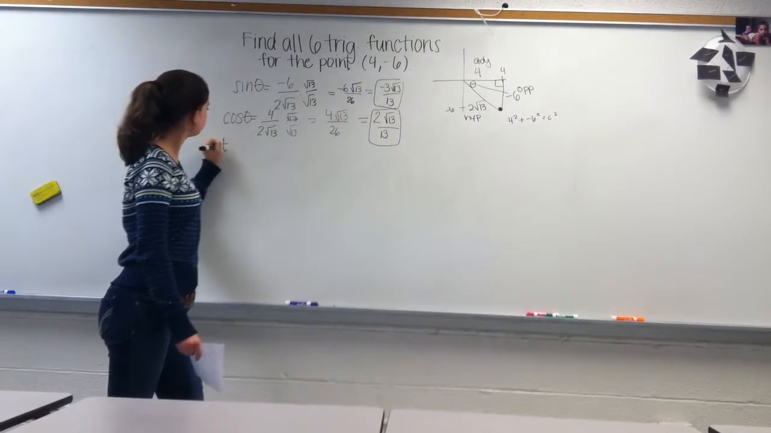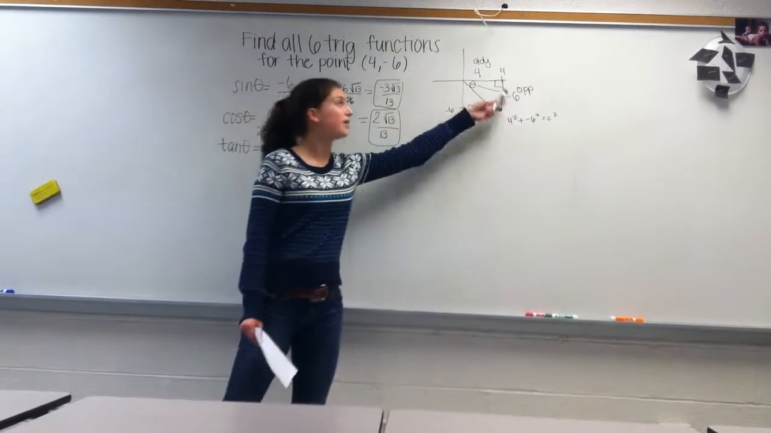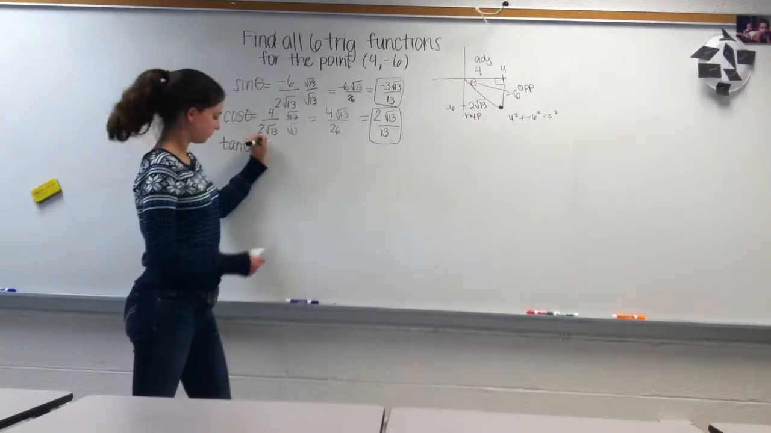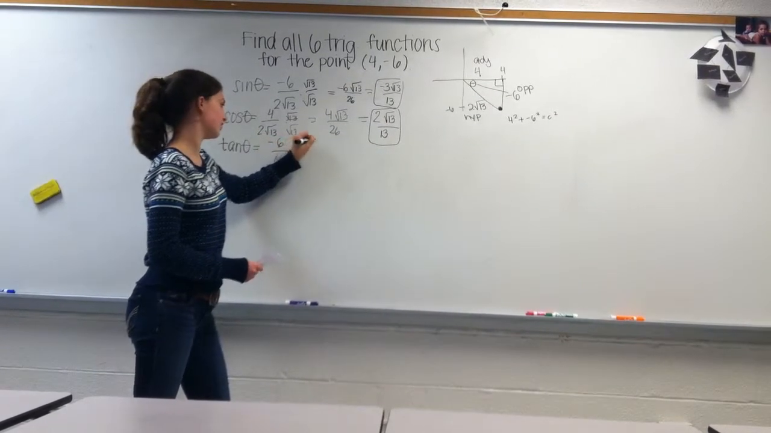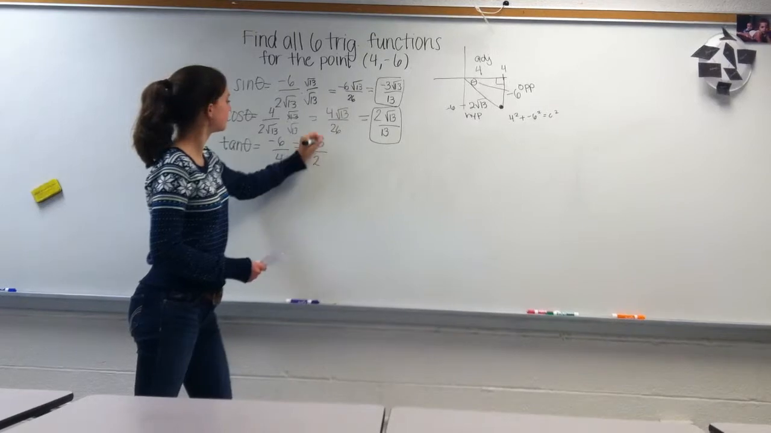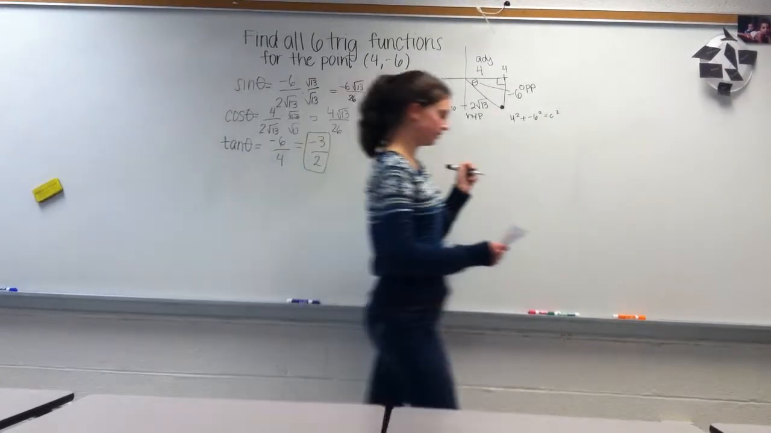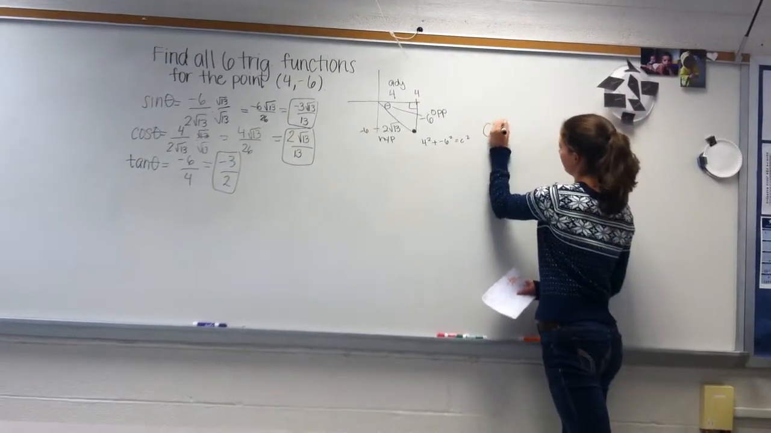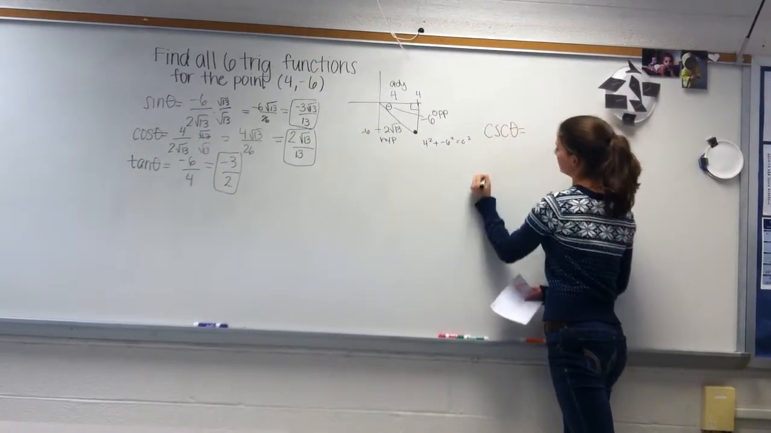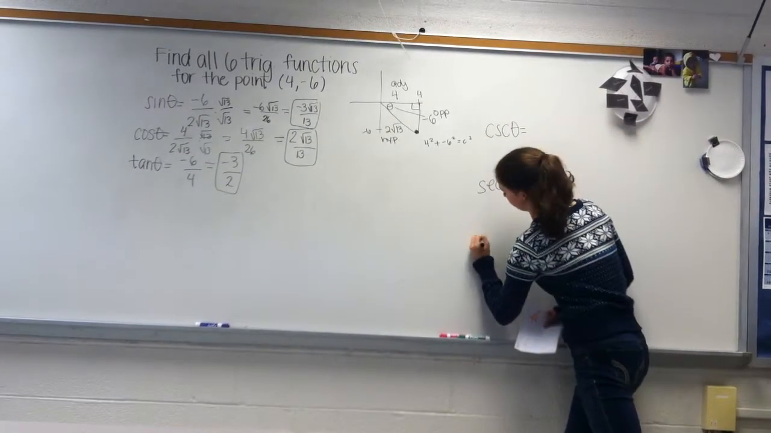Next is tangent, which is our opposite side over our adjacent side, which will be -6 over 4, which simplifies to -3 over 2. Next we'll do the other 3, which is cosecant, secant, and cotangent.